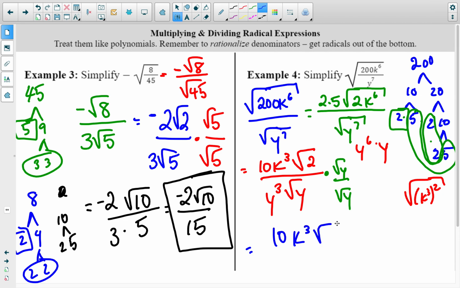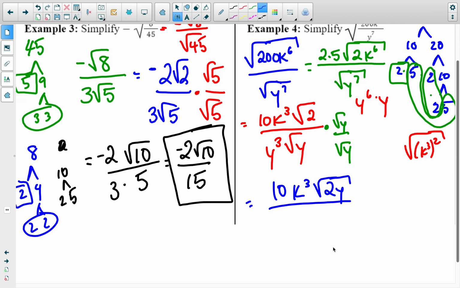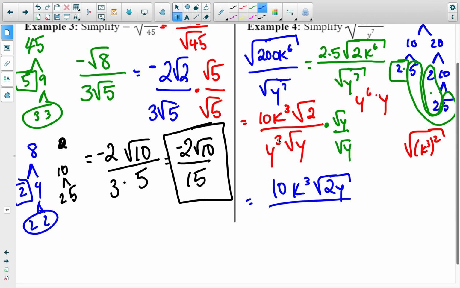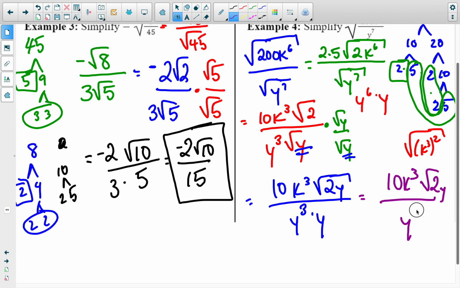If I'm going too fast for you guys, pause the video, go back and see if you can make sense of what's happening. The best way to get familiar with these is just by going through a bunch of examples. All right, so now we have y to the 3rd root y times root y. These are going to multiply together to give us y. So we end up with y to the 3rd times y, ending up with an overall solution: 10k to the 3rd root 2y all over y to the 4th.